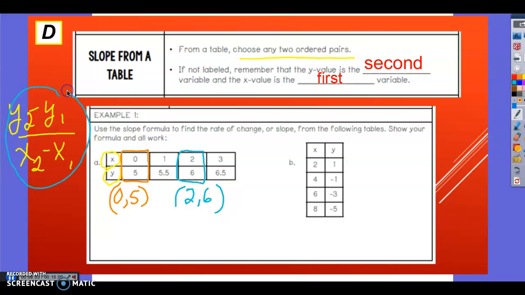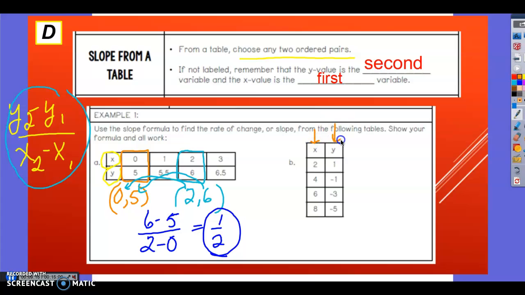Now I apply this formula right here. So I do y minus y over x minus x. So that is going to give us 6 minus 5 over 2 minus 0. So that's 1 over 2, or 1/2. If we look at the next table, this one's a little bit different because it's written vertically. Again, x are in the first column, y's are in the second. This one, I don't really see any great options to choose that are different than others. So I'm just going to use my first 2 points. I have 2, 1, and I have the point 4, negative 1.